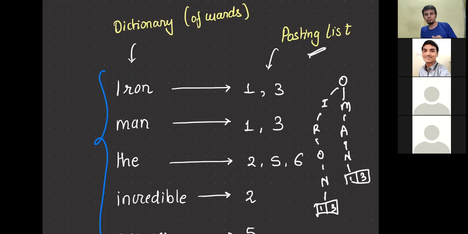But there might be some documents in which both the words Iron and Man are present, one after the other. So those would be prioritized by proximity. That's a little advanced, where you are actually considering the proximity.